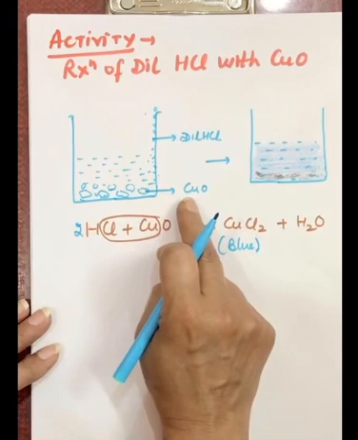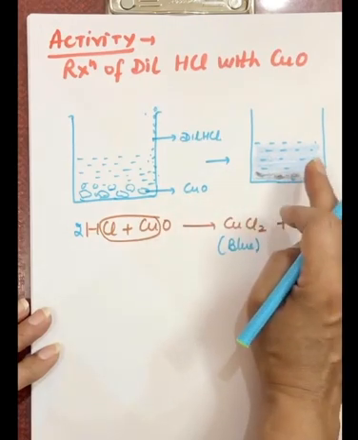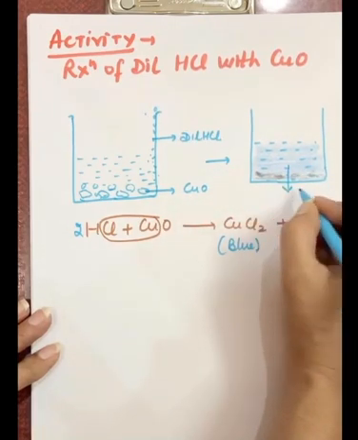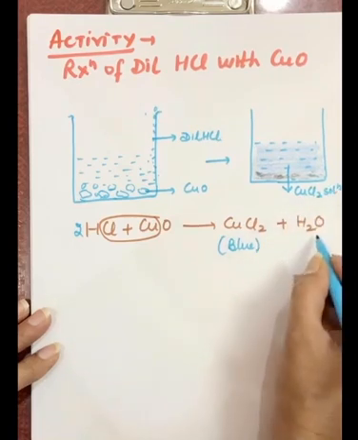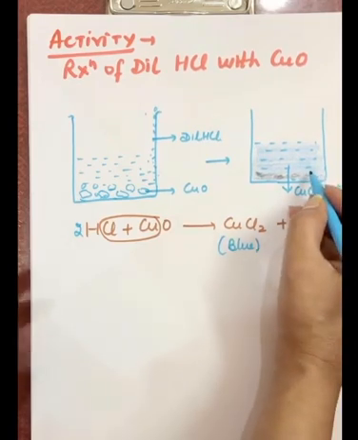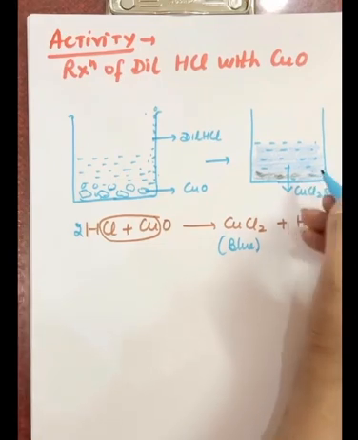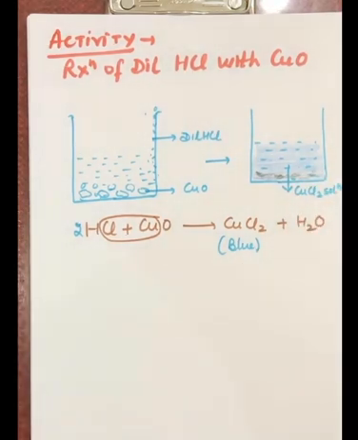This copper chloride is blue in color. That means now copper oxide has changed to copper chloride. That is why this blue color will form. This is copper chloride solution in water that is formed, because of which the color of this solution is blue now. So this is about this activity and the properties of acids.